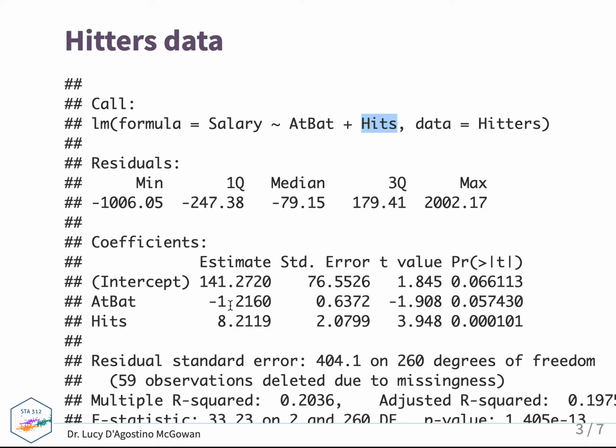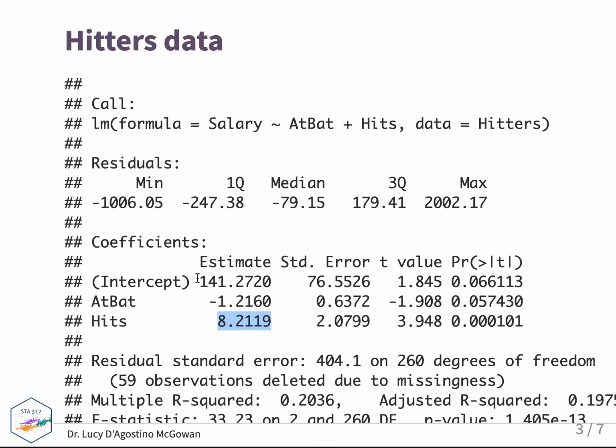The way that I would interpret this: for a 1 unit increase in the at-bat variable, we expect that y will have an expected change of negative 1.21, holding hits constant. Similarly for hits, a 1 unit increase in hits will yield an expected change in salary of 8.2, holding at bat constant.